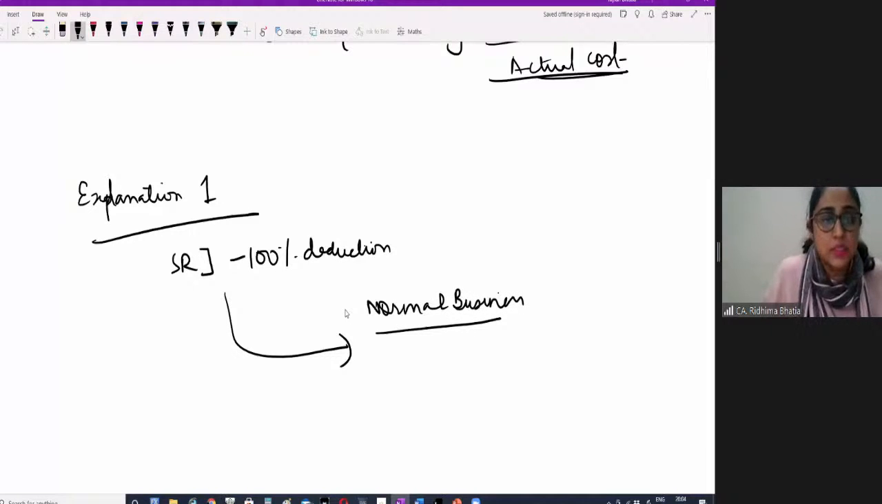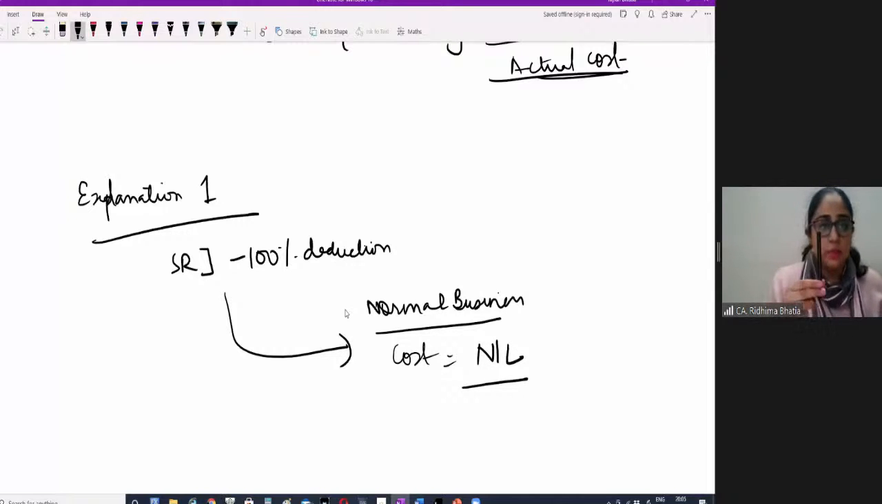Then what happens, students? Because you have already taken the deduction, for normal business the cost of that asset will be nil. This asset was used for scientific research, and the full cost I have already claimed as deduction. Now I have brought this asset into my normal business. I will add it in the block, but the value I will add would be nil, because 100% cost has already been taken as a benefit. Clear?